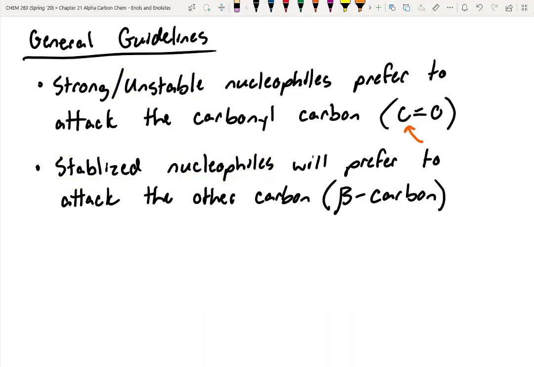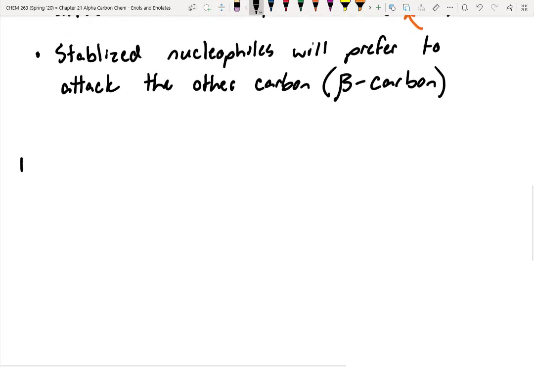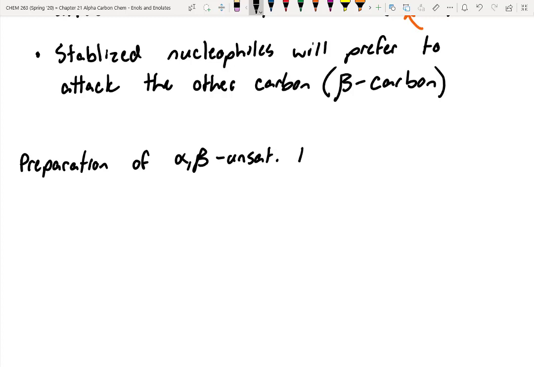exceptions. All right, so let's take a look at how we prepare these alpha-beta unsaturated ketones or aldehydes. And what I mean by that is, how do we prepare this conjugated material? So, preparation of alpha-beta unsaturated ketones or aldehydes.